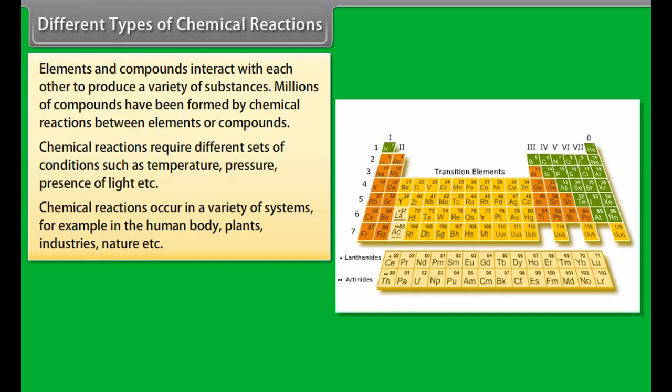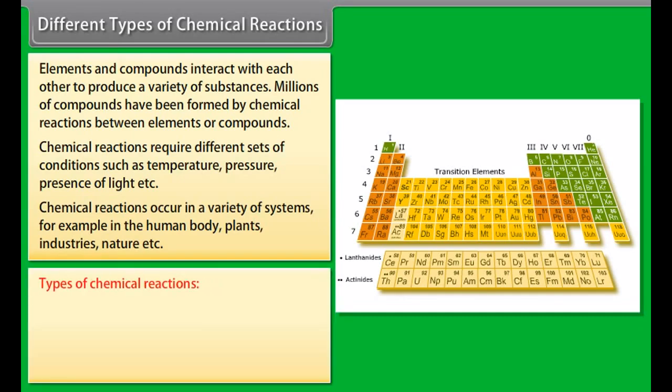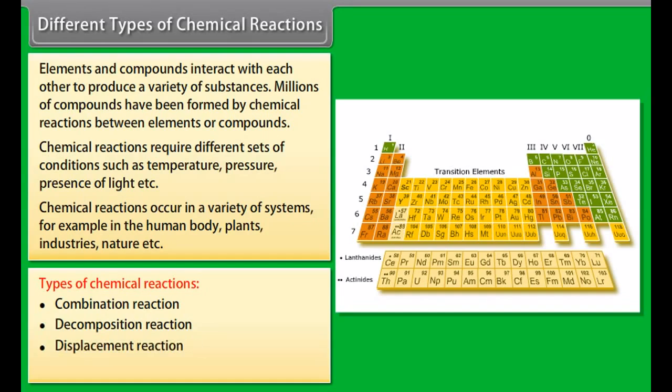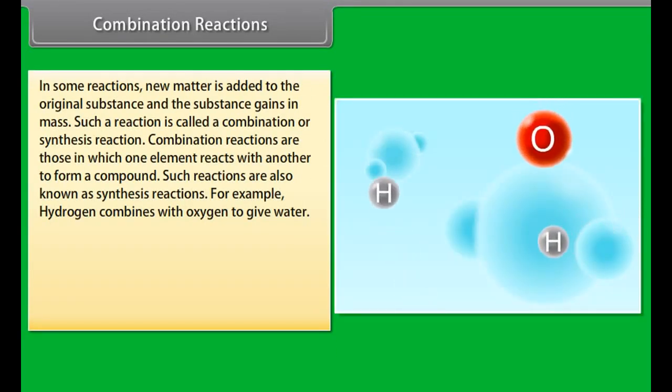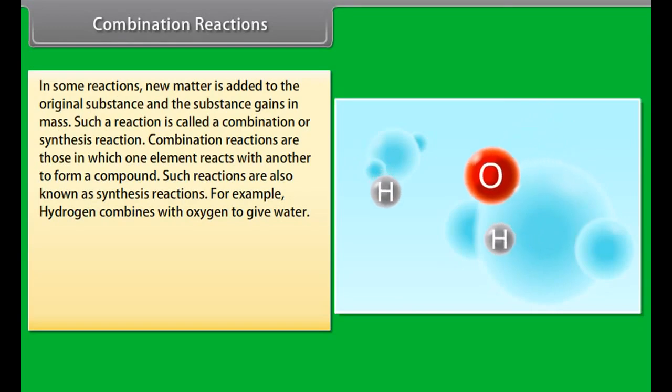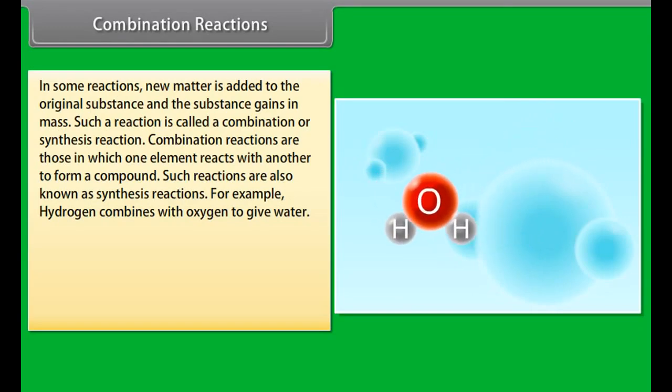Elements and compounds interact with each other to produce a variety of substances. Millions of compounds have been formed by chemical reactions between elements or compounds. Chemical reactions require different sets of conditions such as temperature, pressure, presence of light, etc. Chemical reactions occur in a variety of systems. For example, in the human body, plants, industries, nature, etc.